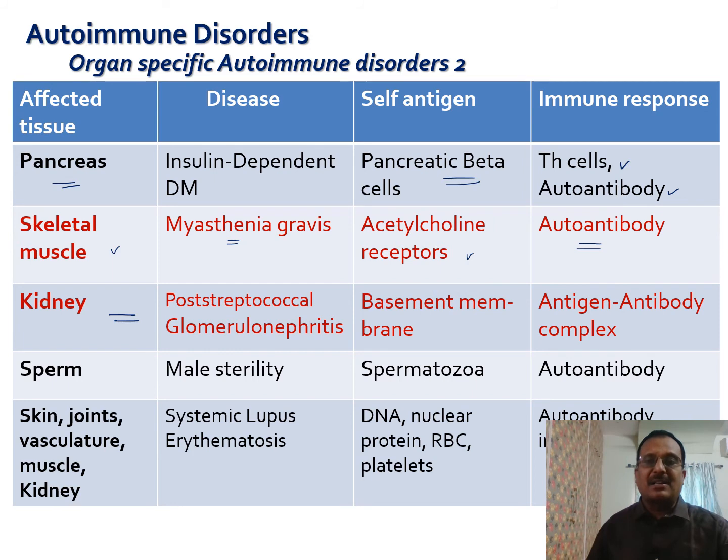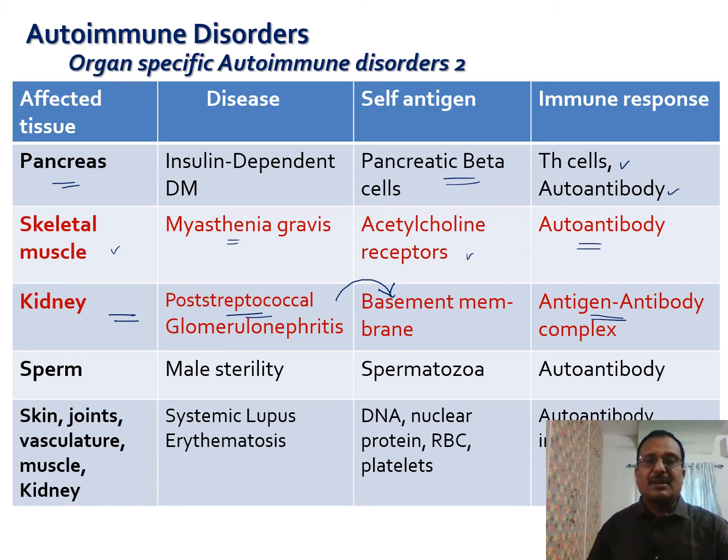Here the self antigens are basement membrane antigens. So the antibodies which are produced against the streptococcal antigens act on the basement membrane of the glomeruli of the kidney and form antigen antibody complexes, and antigen antibody complex mediated immunological damage will occur.